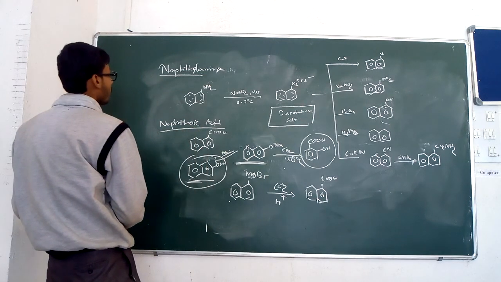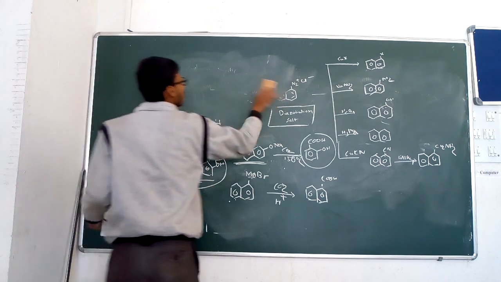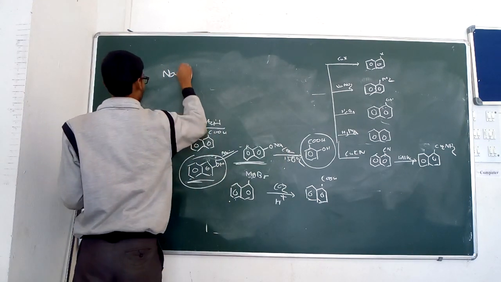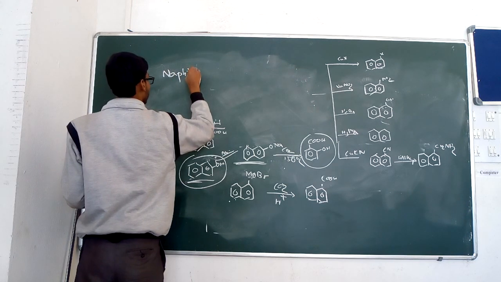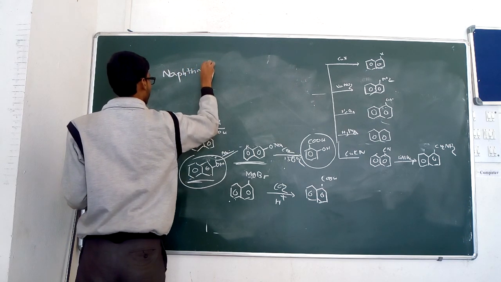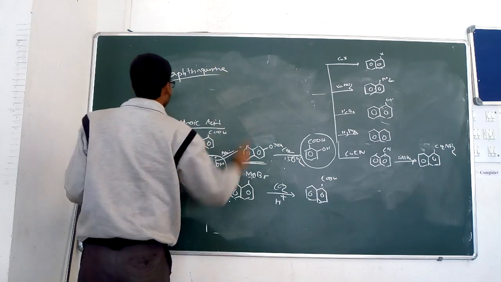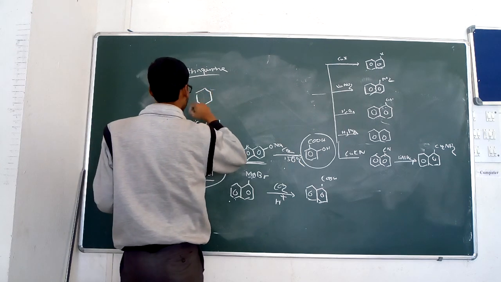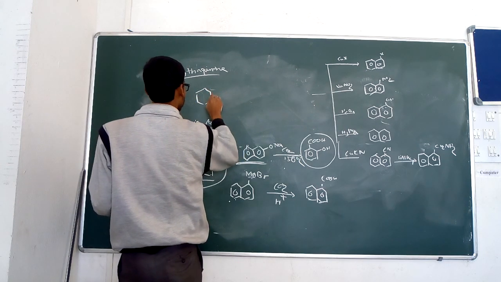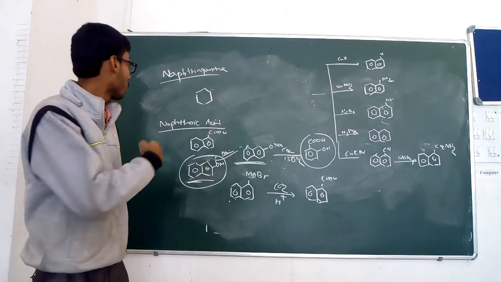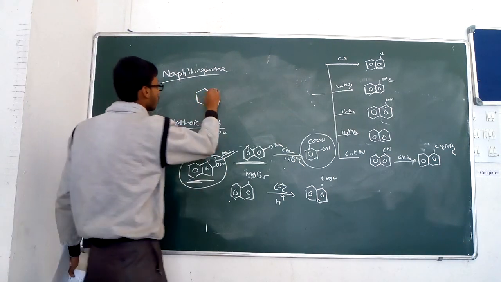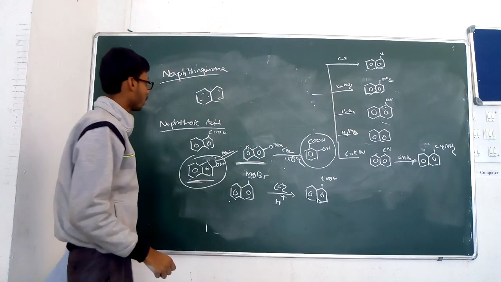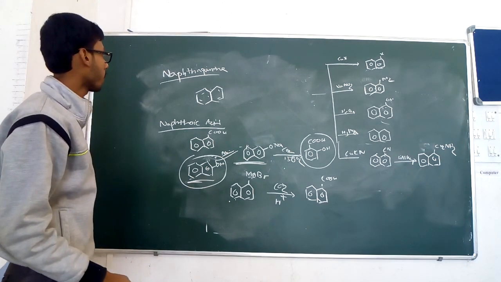And the last one is the naphthaquinone derivative. A naphthaquinone derivative is a naphthalene containing the carbonyl group. Sorry, a naphthalene containing two carbonyl groups forms the naphthaquinone.